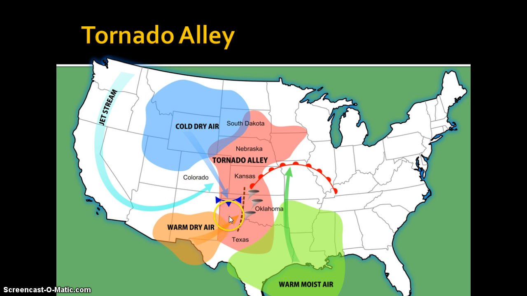So you can see where those air masses combine. We have cold fronts and warm fronts. When they collide, they create the horizontal winds that can cause the cumulonimbus clouds to form the vortex.